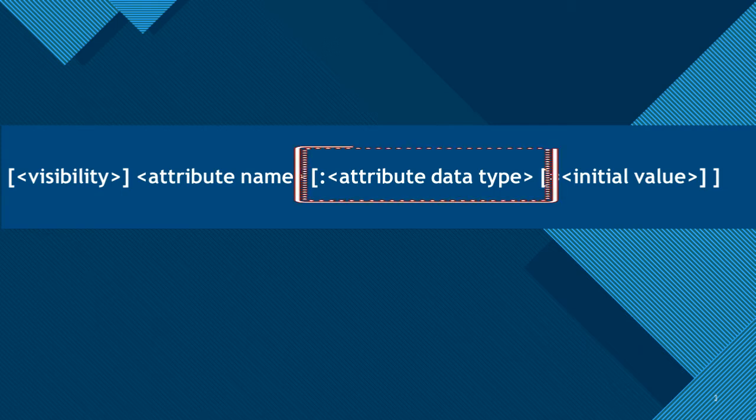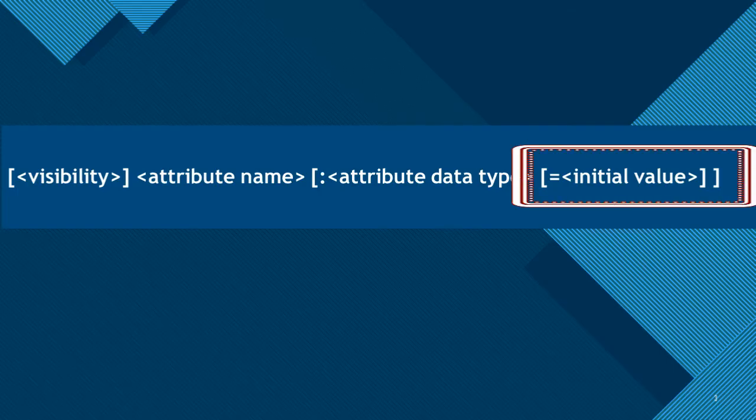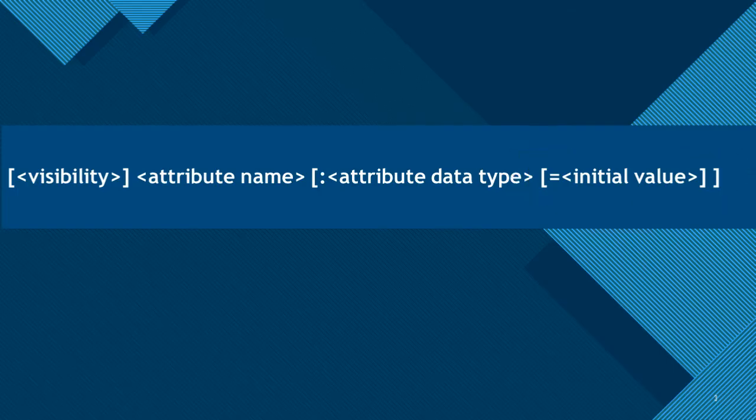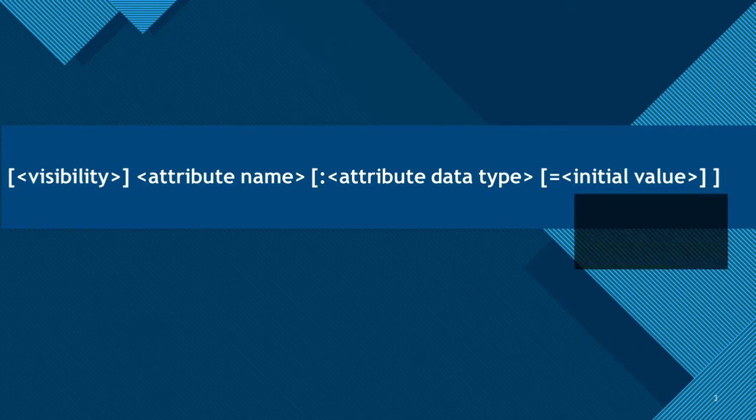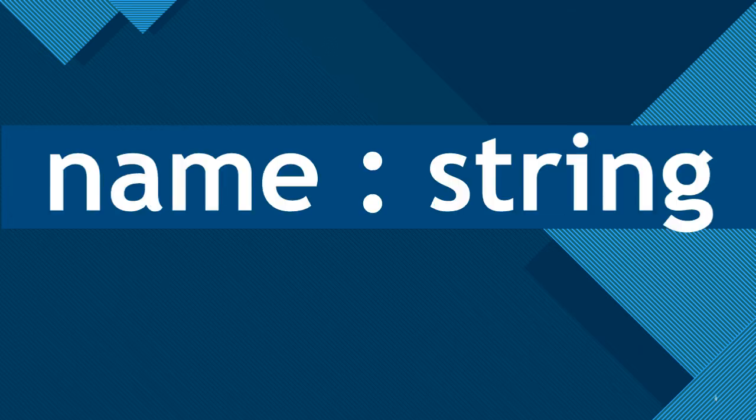And then the attribute data type. For example, here we have data type string. Okay, so this is the data type, and equal to the initial value, that is the name of that person. For example, Mr. Raj. Okay, so Raj we are going to write here, and that Raj will be the value of this attribute name for this object, the first object. Okay, so this is one example, name string.